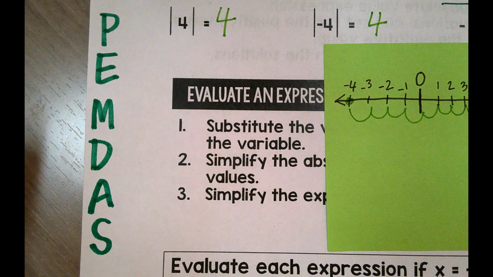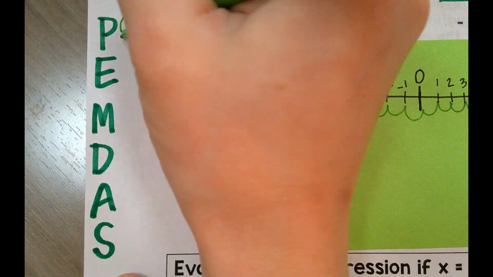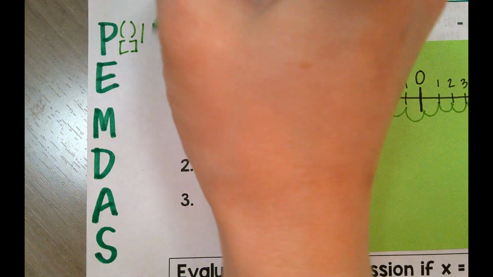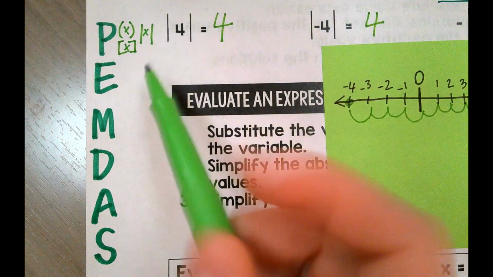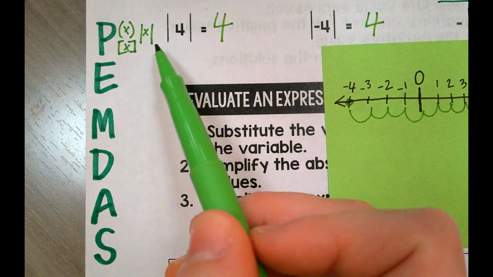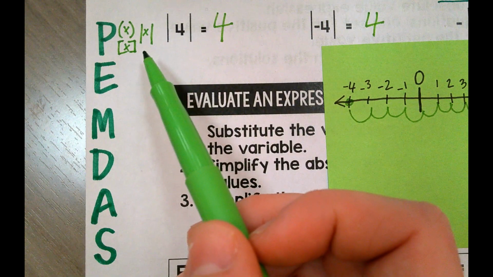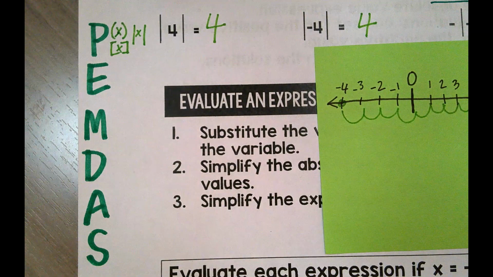PEMDAS. Yes. So P stands for parentheses or grouping symbols. So that could be parentheses. That could be brackets. That could be absolute value bars. So I'm going to put little X's inside of these. That means absolute value bars, we use them like we do parentheses. It's like the same thing, except parentheses don't make numbers positive. The absolute value bars do.